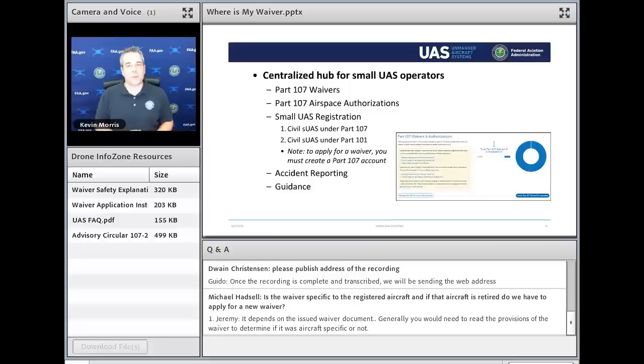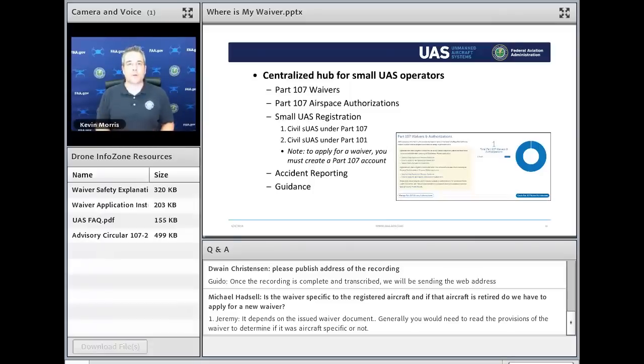And this is a little bit of a screenshot of what it may look like. Our Drone Zone portal is your centralized hub for small UAS operations. What we just mentioned, you can apply for waivers there. You can apply for airspace authorizations there that don't fall underneath the LANCE rollout plan that we're doing right now. It's where you register your small UAS, so that would be under either Part 107 or Part 101, Section 336. If you have an accident with your UAS under Part 107 and it meets the reporting criteria, our Drone Zone portal is also where you will report your accident.